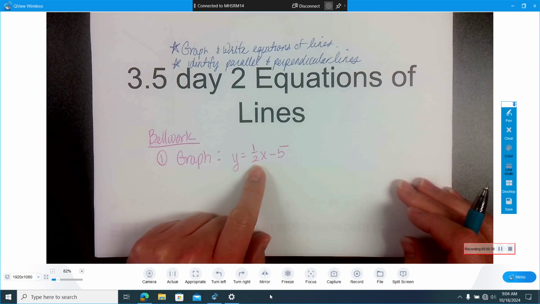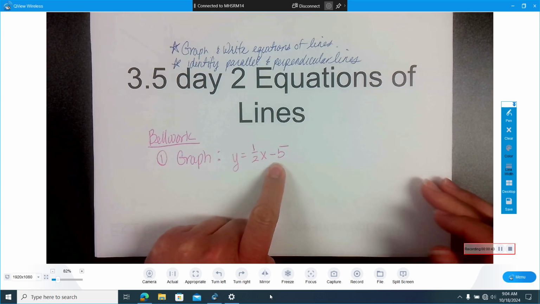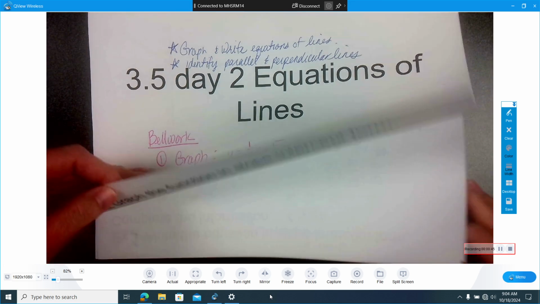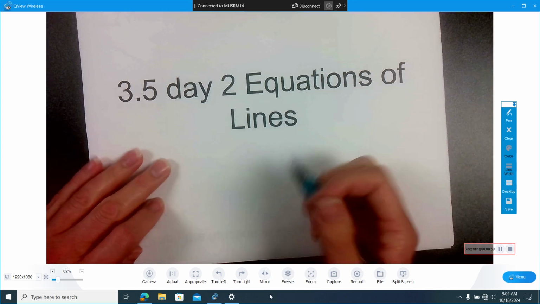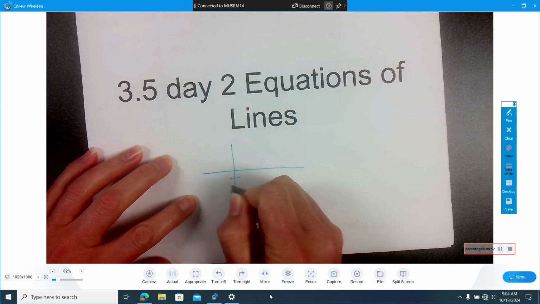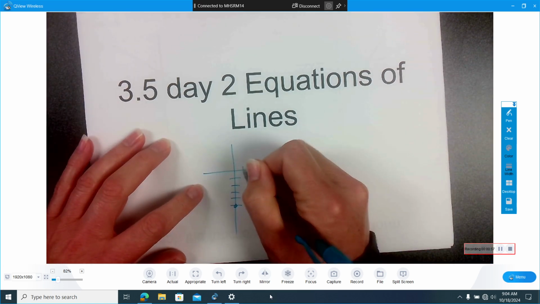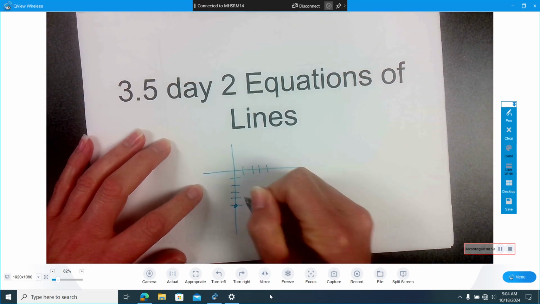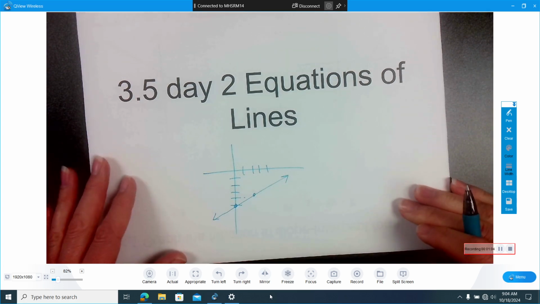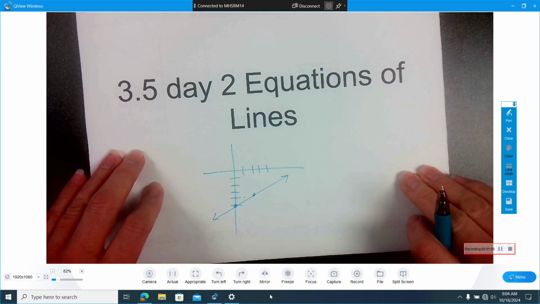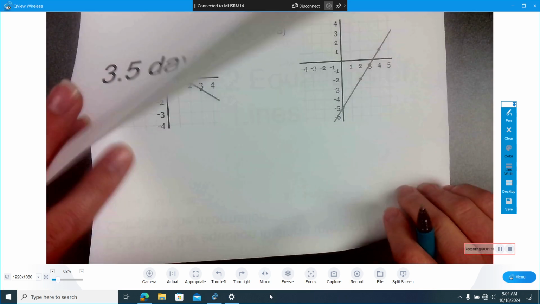I like to think of b as begin here. B for begin. And the b in this equation is -5. So you should have a graph that goes through -5, and a slope of up 1 and over 2. That's it. 2 points determine a line, so that's really all you should need to graph the line, okay? Very easy. So that's what we're doing today, a little bit anyway.